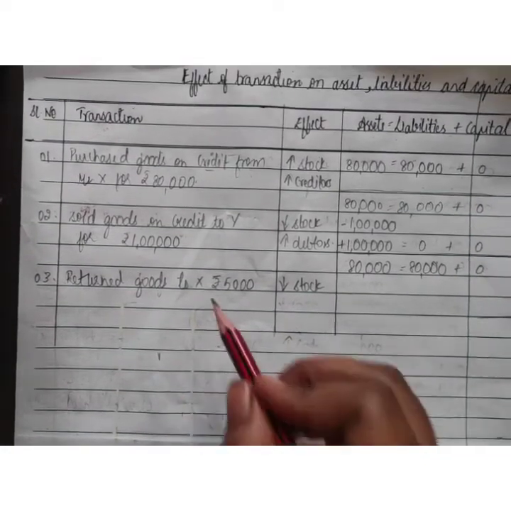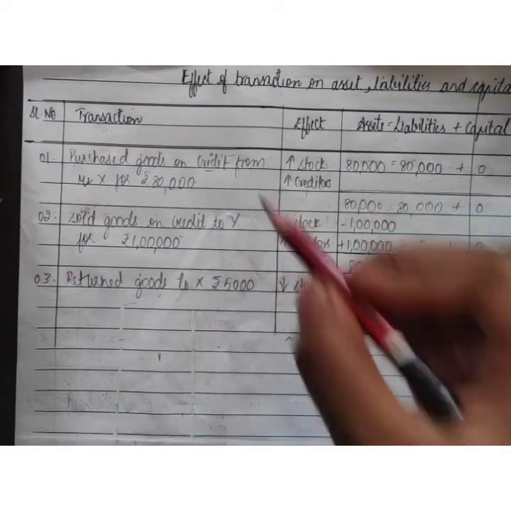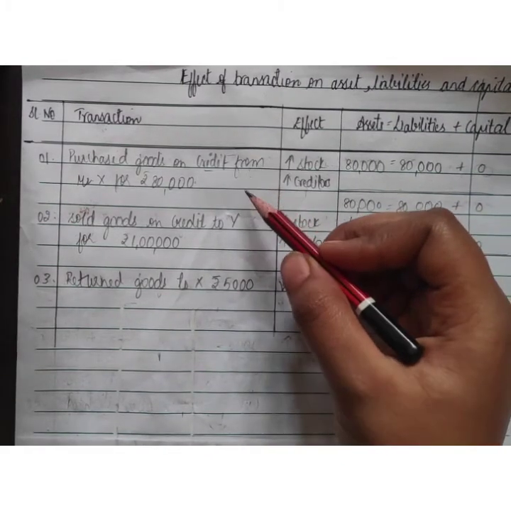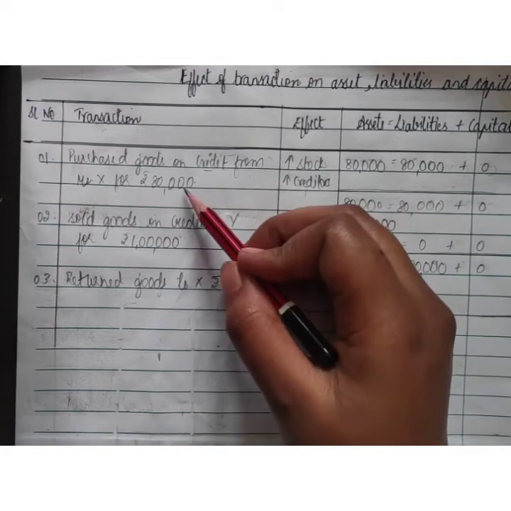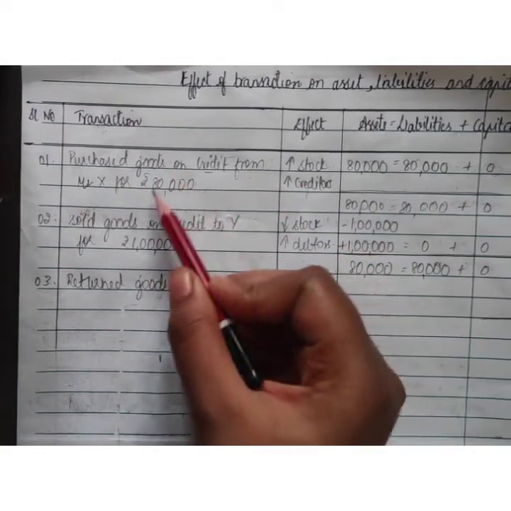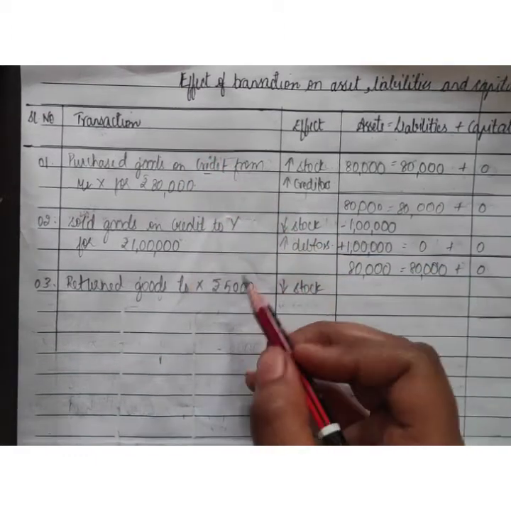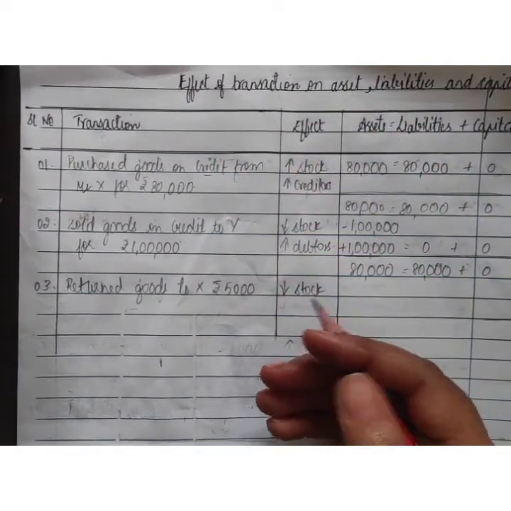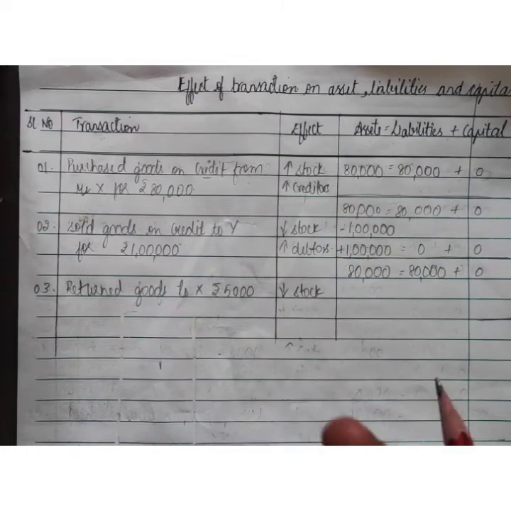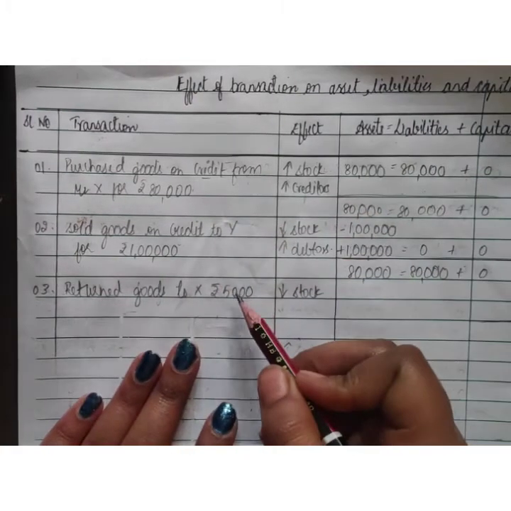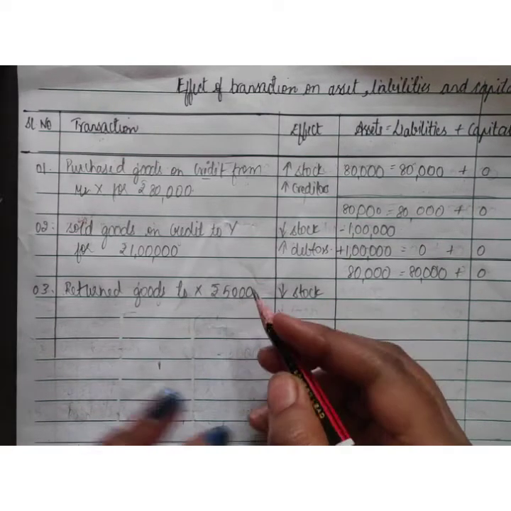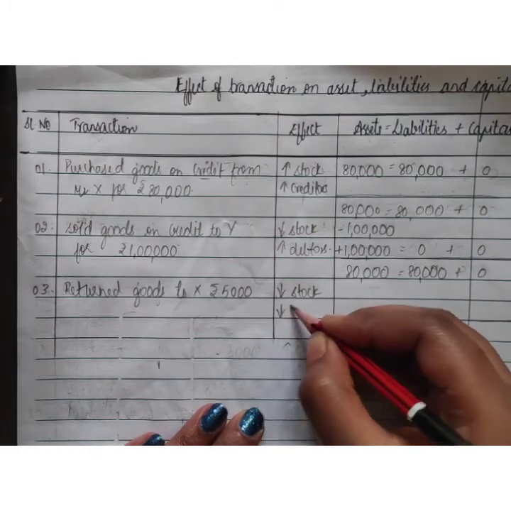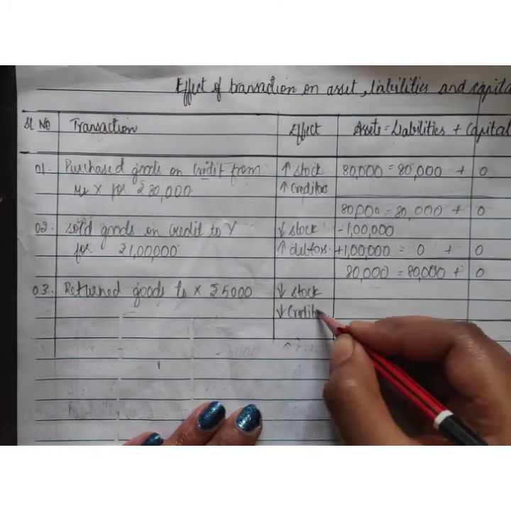Now remember, this transaction is related to the first transaction. We purchased the goods, right? We have purchased the goods on credit which is worth rupees 80,000. Now out of this 80,000, some goods worth rupees 5,000 we are returning back. We don't want them, or they are damaged or something. We have some complaint, and out of 80,000, goods worth 5,000 rupees we are returning back. So there is a decrease in creditors.